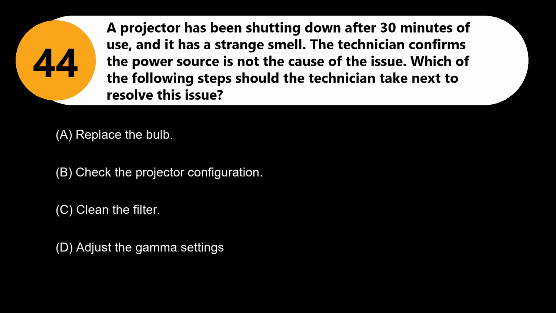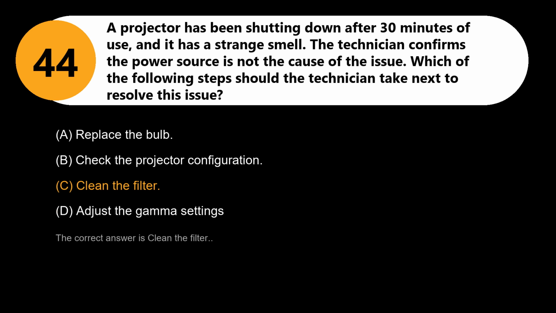Question 44. A projector has been shutting down after 30 minutes of use, and it has a strange smell. The technician confirms the power source is not the cause of the issue. Which of the following steps should the technician take next to resolve this issue? Option A, replace the bulb. Option B, check the projector configuration. Option C, clean the filter. Option D, adjust the gamma settings. The correct answer is option C, clean the filter.